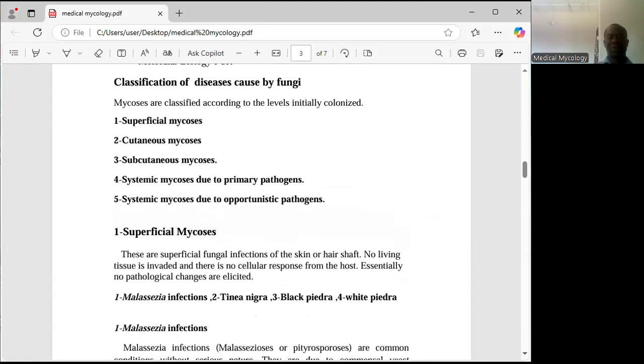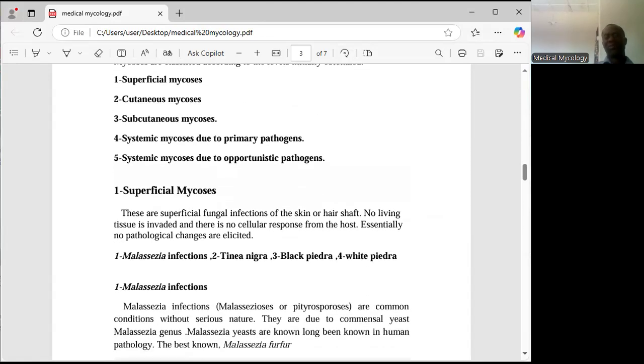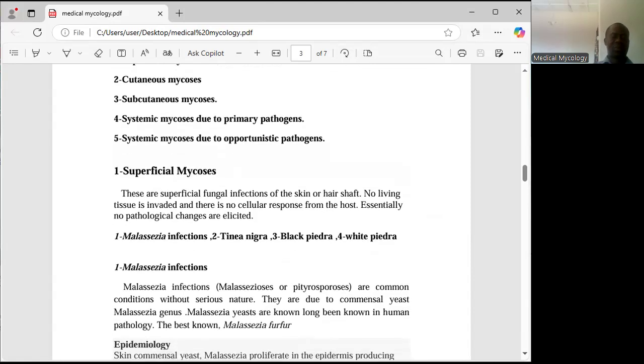Let's start with superficial mycosis. These are superficial fungal infections of the skin or hair shaft. They don't invade living tissues, so no living tissue is invaded and there's no cellular response from the host. Essentially, no pathological changes are elicited. They include Malassezia infection, tinea nigra, black piedra, and white piedra. These are superficial mycoses. Let's take them one after the other.